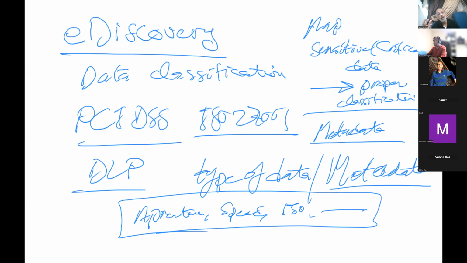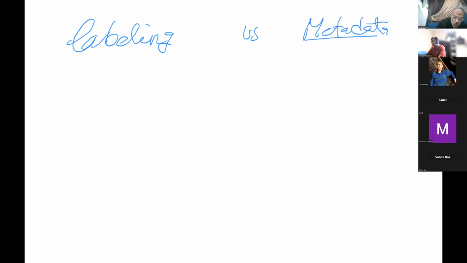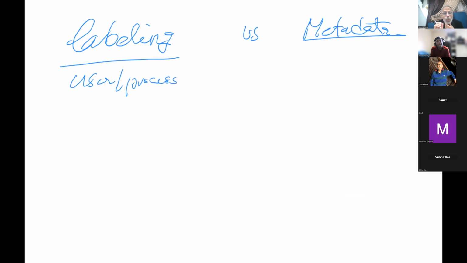But we have, on the other hand, another thing which you can define, which we call labeling. This is the difference between labeling and metadata. The metadata is related to the data itself, and it is not defined by a human, it is defined by the nature of the data itself. But the labeling is information which you can define yourself. It can be defined by a user, or by a process, or whatever. This is what we call the label.